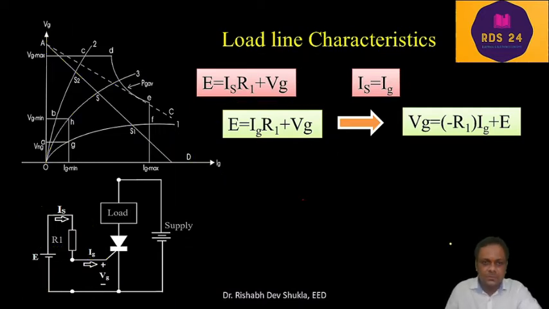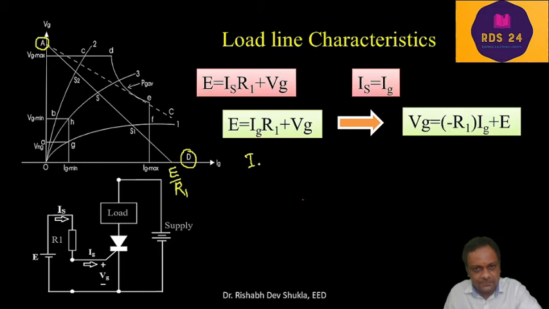Now we are going to find out the value of point A. Already we have found the value of point D, which is nothing but E divided by R1. Already we have calculated this short circuit current of the source. Now this is point A. We are going to put Ig equal to 0 in this equation. Then we have Vg equal to E.